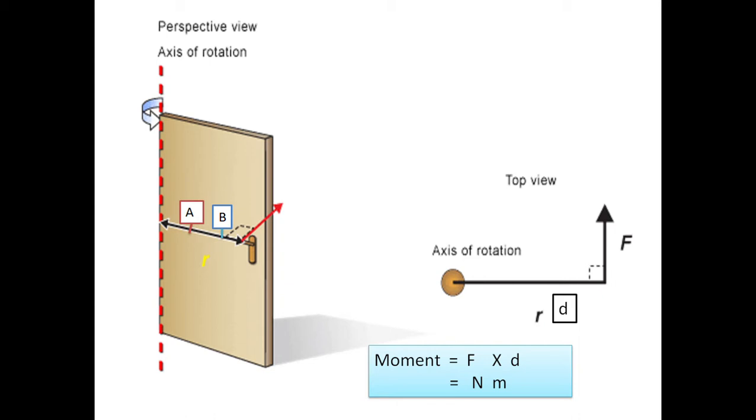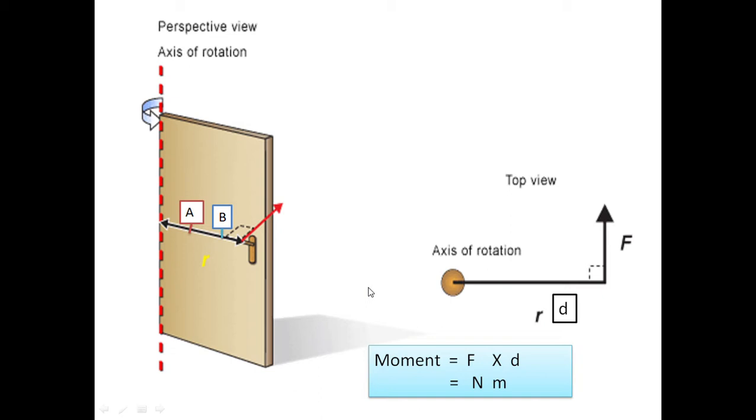So it is clear from this activity that the force required to rotate an object around this axis depends on the perpendicular distance. Now this is the perpendicular distance to the force from the axis. Now this is the force, this is the perpendicular distance. So then what is moment?